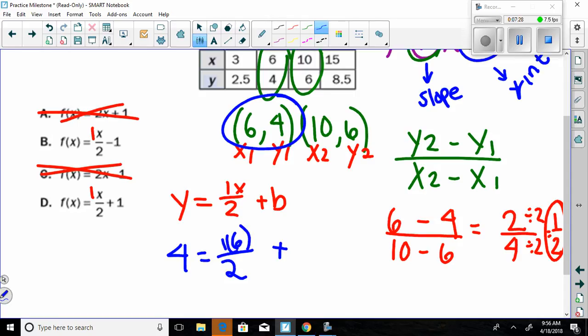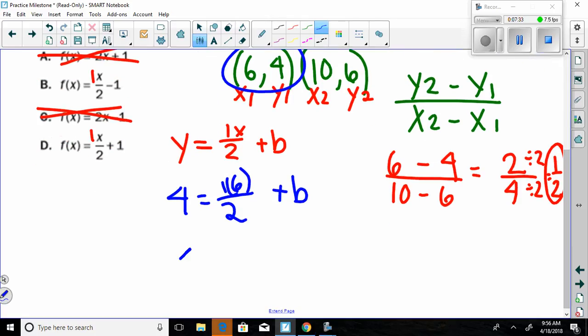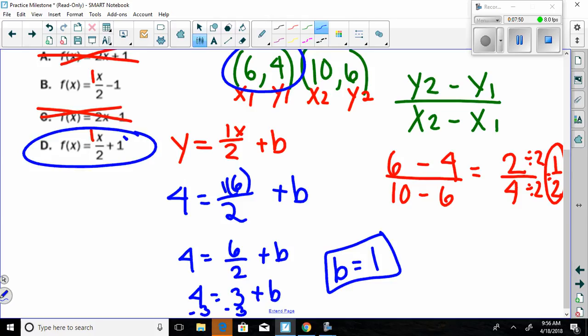And then we just solve for b. What is 1/2 times 6? 3. And then how do you get b by itself? Subtract 3. You end up getting b equals what? 1. So which one's your answer?